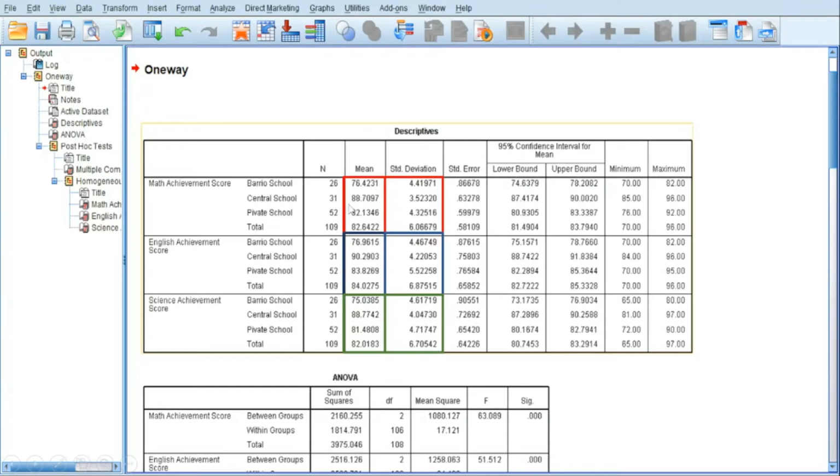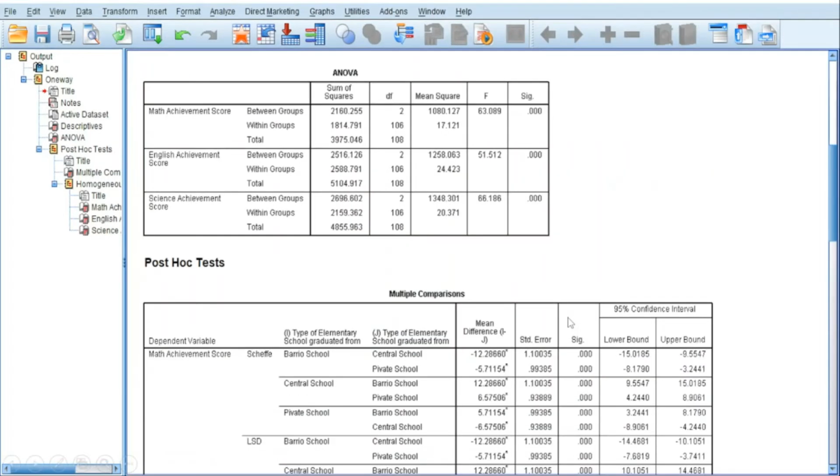You need to describe these values. Okay, now the next thing that you need to look at here will be the result of the ANOVA. There are three parts that you need to look at here. The first one would be the F value, followed by the P value.